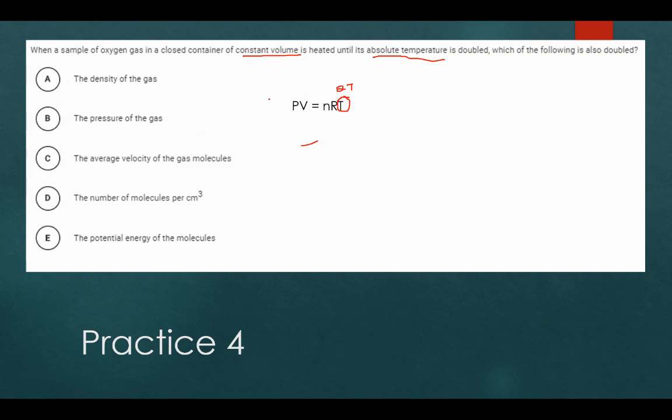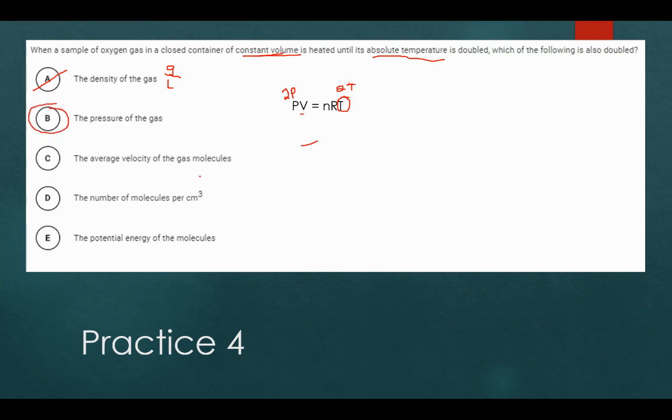The density of a gas. Well, when we're looking at density, we're looking at grams per liter, constant volume, so our liter is not changing, and all we're doing is changing the temperature. So we're also not changing the mass. So that can't be. The pressure of the gas, if I double my temperature and volume stays the same, well then pressure has to double in order to keep this statement true. So it would have to be B.